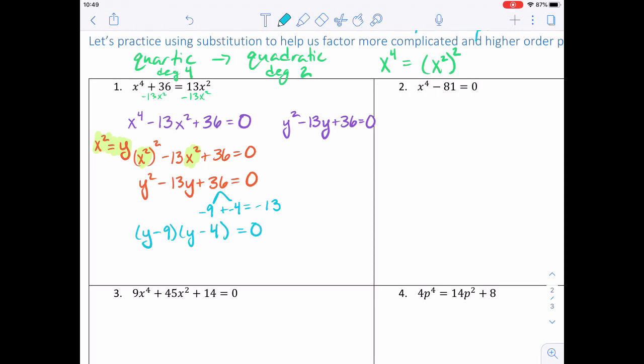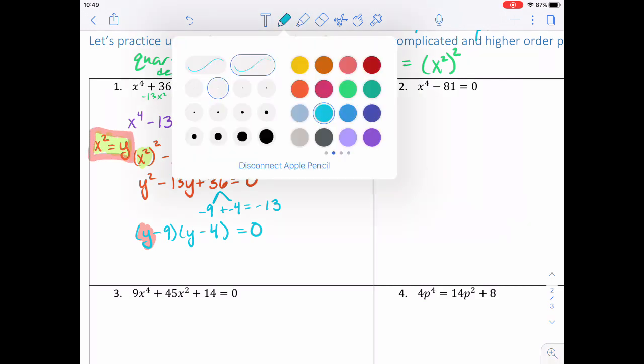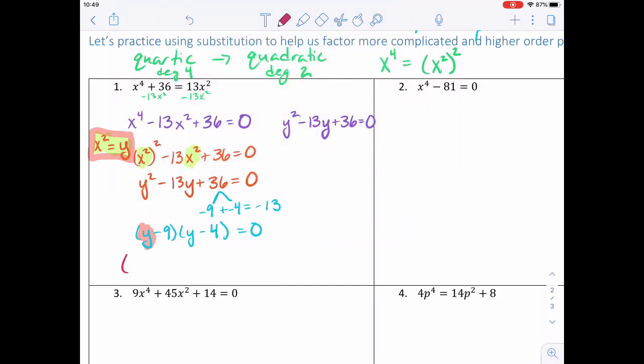Factored. Now, remember, y is not our original variable. x is. So we now have to resub it in. Everywhere there's a y, we're going to put x squared. So we get x squared minus 9, x squared minus 4 is equal to 0. Are we done? Is this factored? So the answer is no.